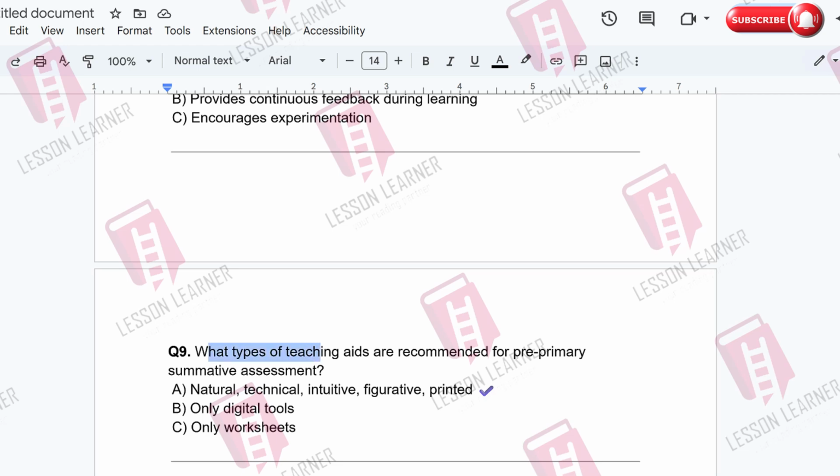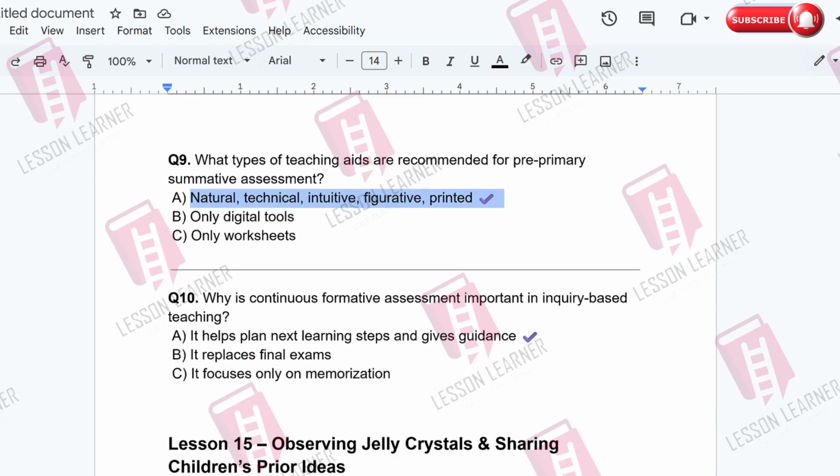What type of teaching aids are recommended for pre-primary summative assessment? Natural, technical, intuitive, figurative, and printed. Why is continuous formative assessment important in inquiry-based teaching? It helps plan the next learning step and give guidance.